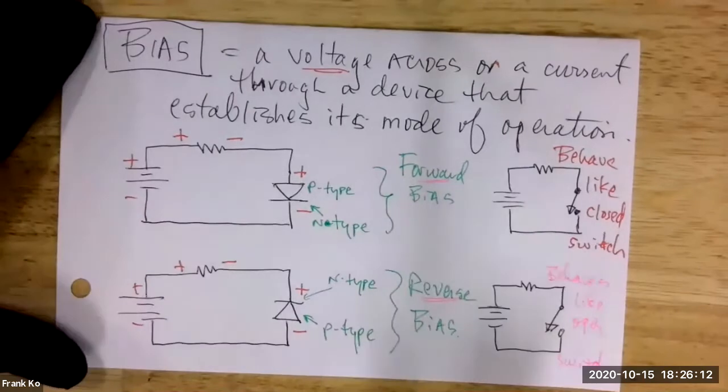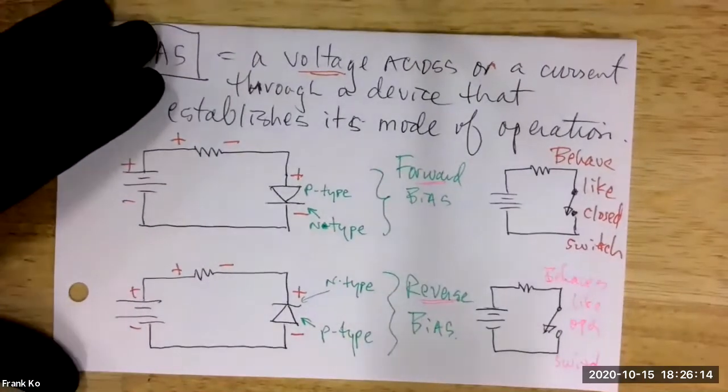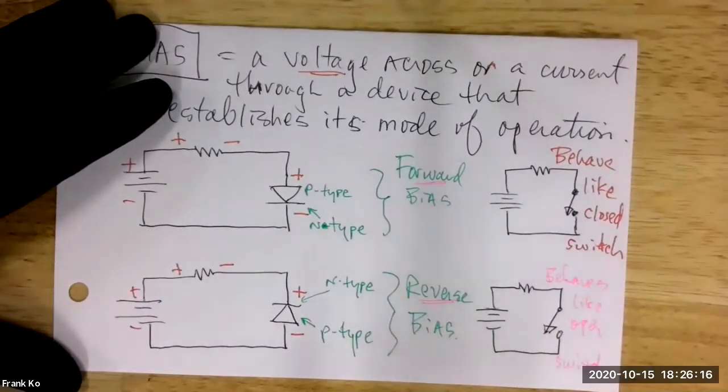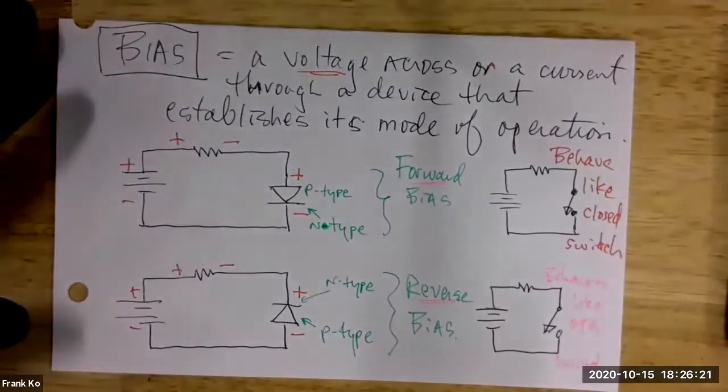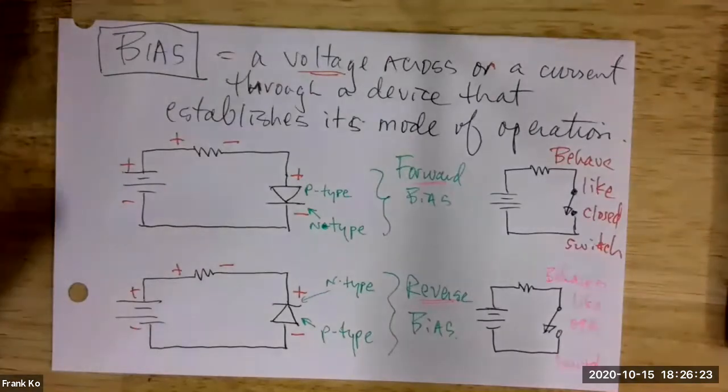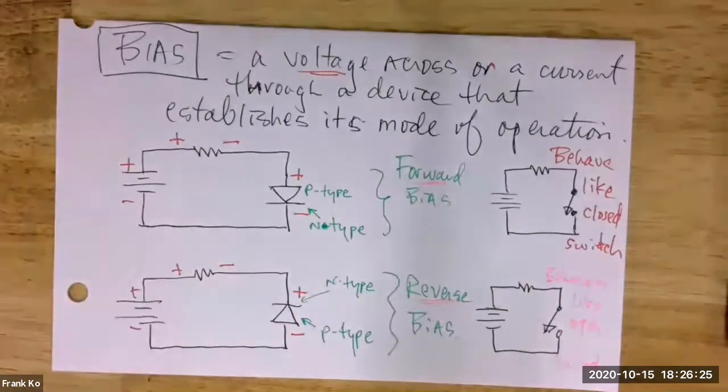It behaves like a closed switch when it's biased how? Forward. And let's look a little more closely at the polarity on these types of material. And here are the keys to the kingdom. The keys to the kingdom are right here. Let me get my yellow highlighter and highlight some of this.